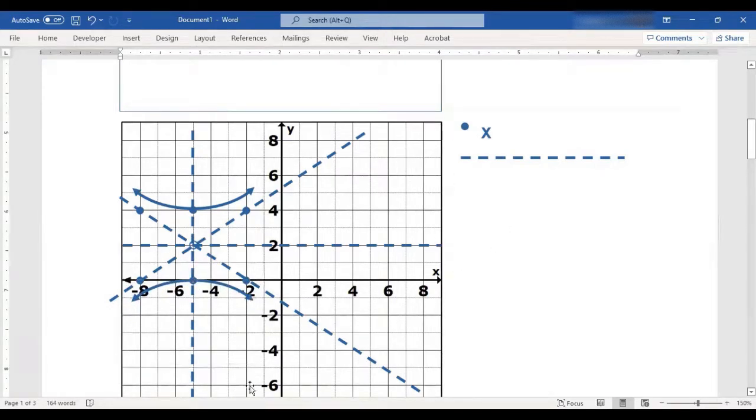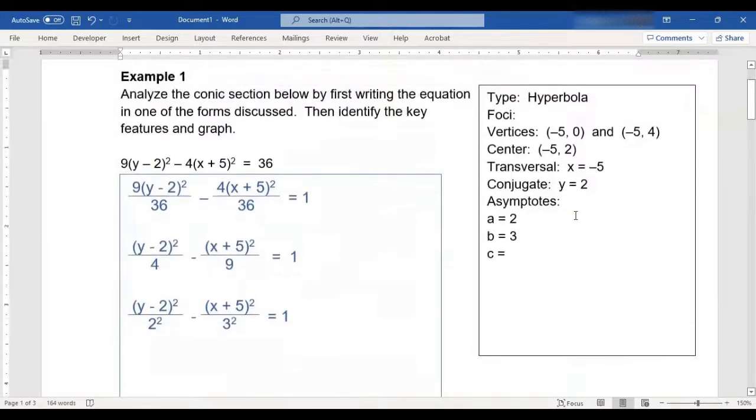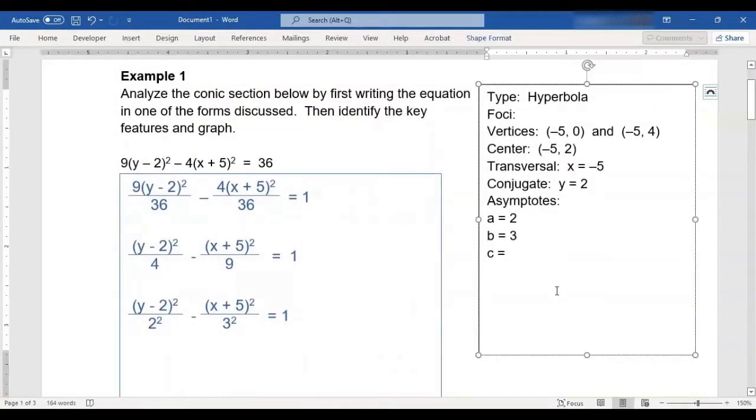All right, so there we go. Those are the pieces of our hyperbola. The only thing we're missing now is the foci. Oh, actually, and to write the equation of the asymptotes, huh?